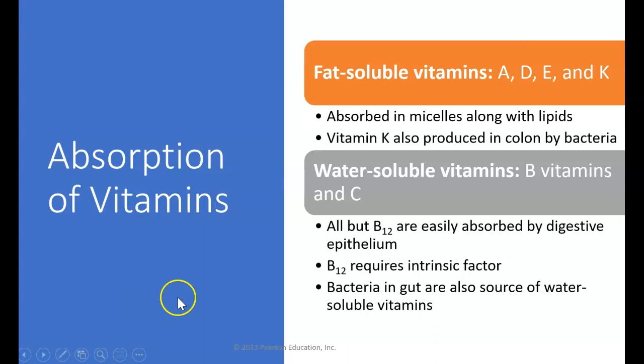That sums up the absorption of nutrients, where it happens, and the enzymes that are involved in breaking down large molecules into their smaller building blocks.